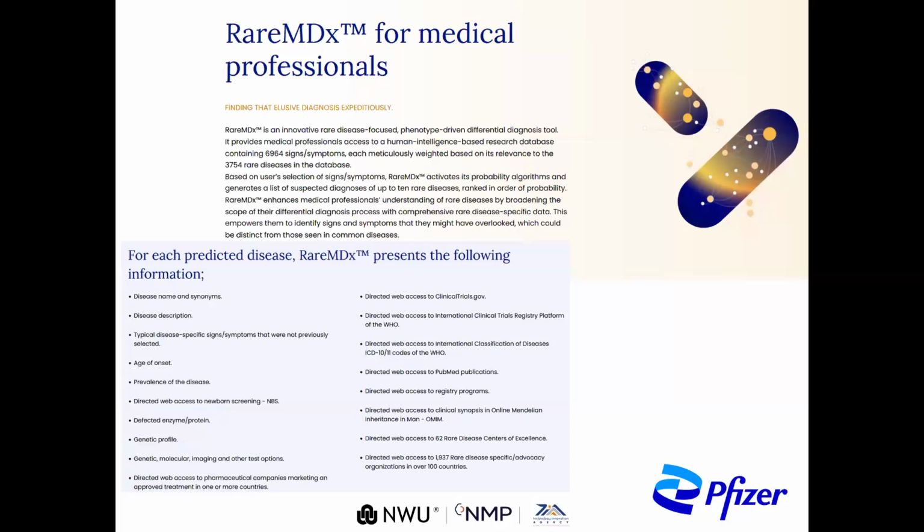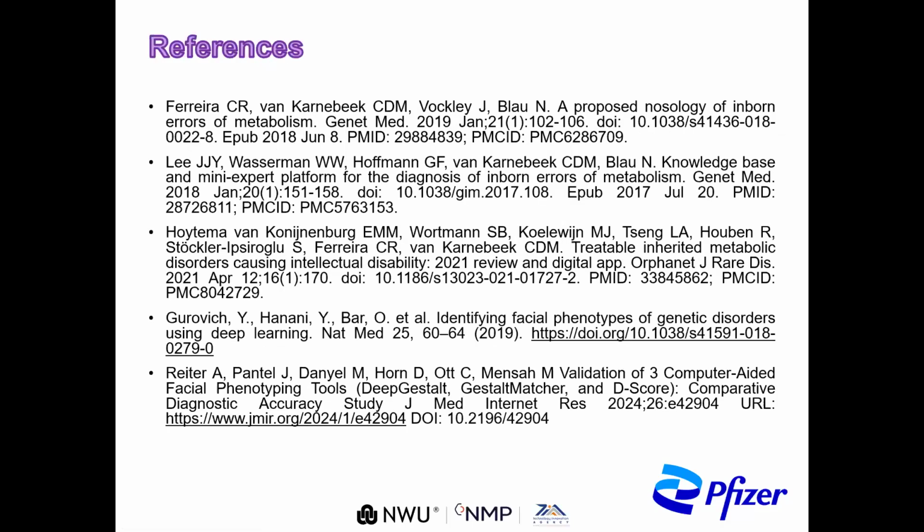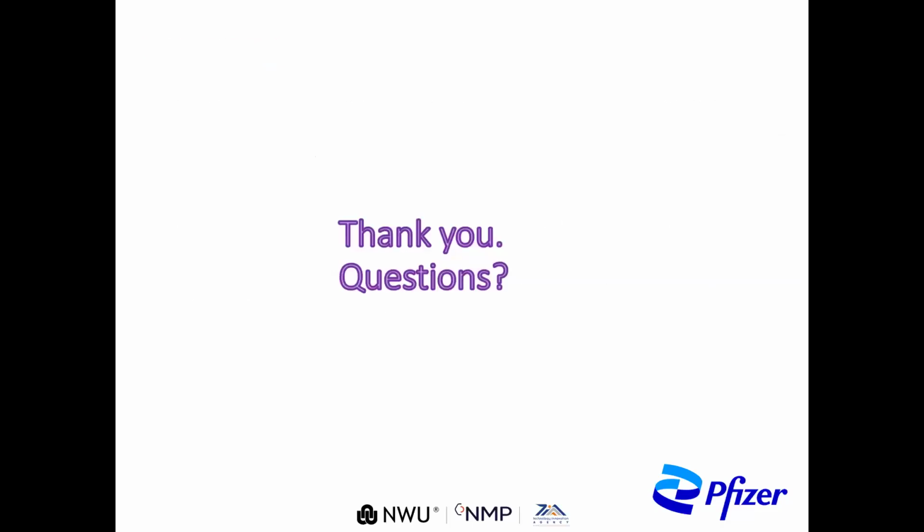Okay. So basically, in summary, online resources facilitate early recognition and diagnosis of genetic disorders. They are crucial for effective treatment. These resources can be used not only by experienced clinicians or researchers, but also by students and laboratory personnel. And with continuous updates and innovations in artificial intelligence and data integration, I believe that we will see ongoing improvements in diagnostic capabilities. So those are the references that I used for the presentation, as well as the websites themselves. And then any questions?